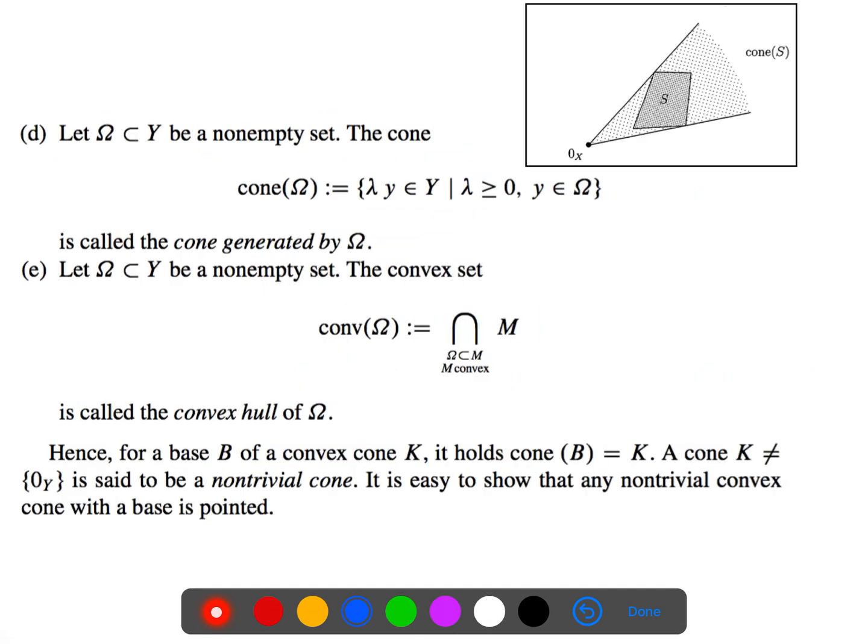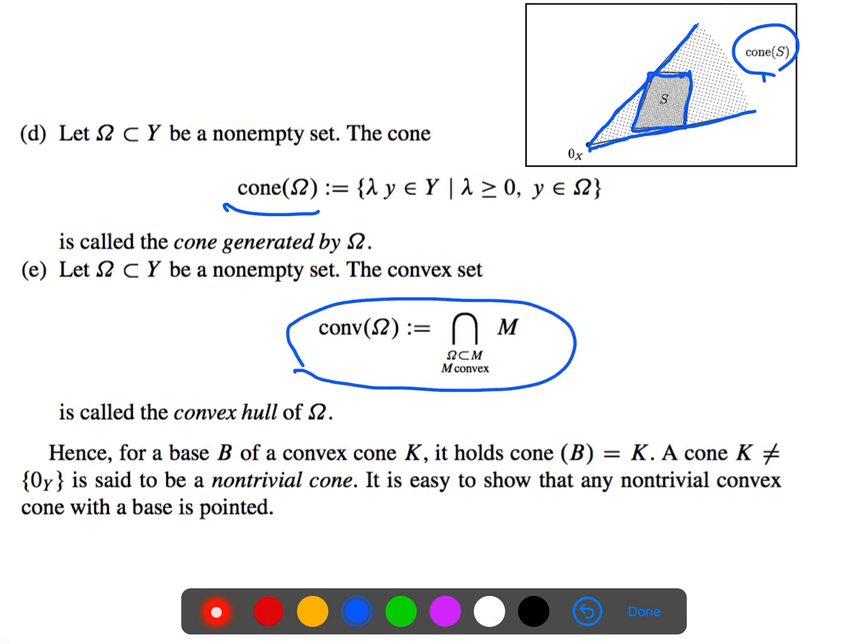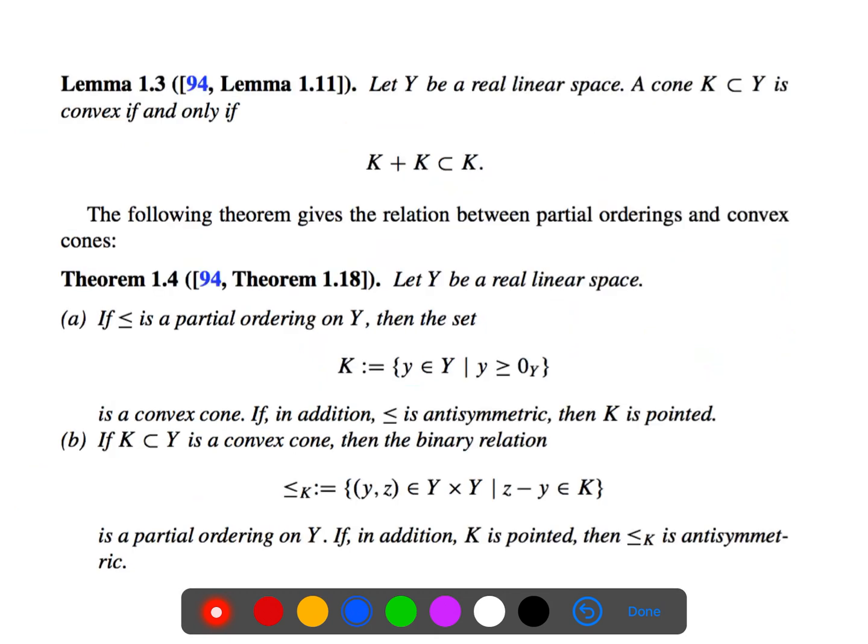The cone of a set: we have a set here, and we try to find the minimum cone that we can make from it. So we are trying to make a cone from any kind of set. And the convex hull of a set: we have a set of points, and we want to find the minimum convex set that we can make from it. And a cone is convex if and only if. So this is the definition for a convex cone.